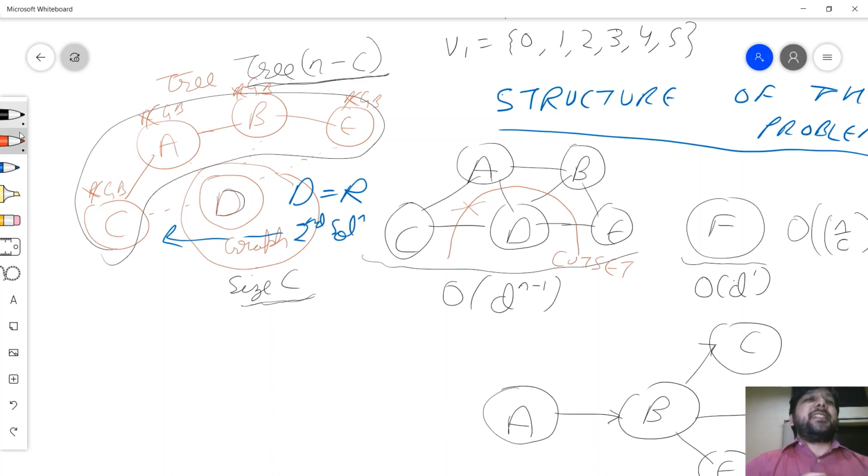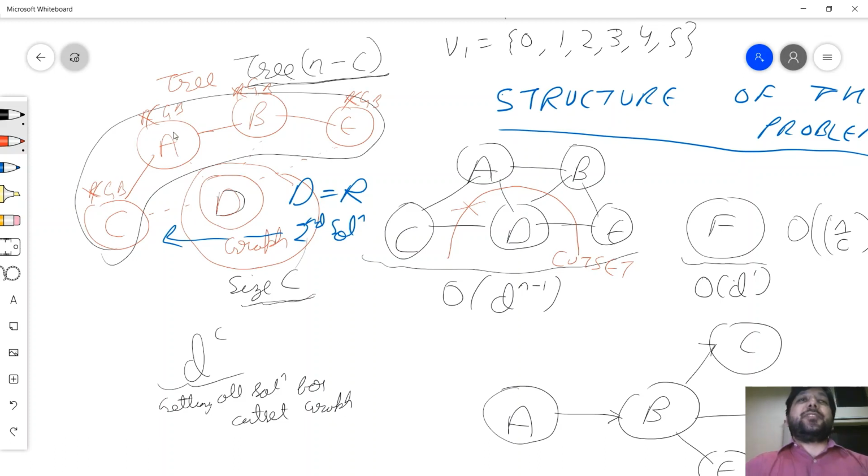So now what really happens in terms of the complexity is, in the worst case, I'll have to solve this entire problem consisting of n nodes and get all the solutions. The last solution will give me a solution in the tree. So the general complexity is d raised to power n. In this case, the number of nodes are c, so it's d raised to power c. This is getting all solutions for the cut set graph. And once you get the solution, you plug in over here.